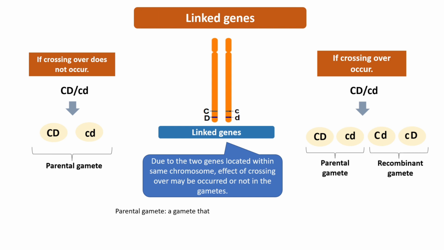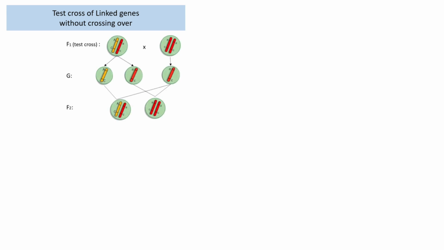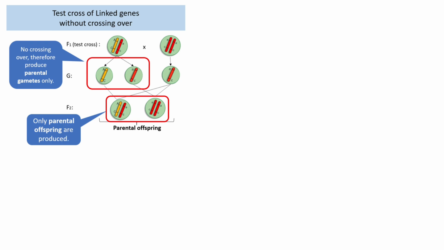Parental gamete is a gamete that has a genotype identical to parental chromosome. Recombinant gamete is a gamete with recombinant chromosome due to crossing over. In a test cross of linked genes without crossing over, heterozygous parent will produce parental gametes only. Fertilization between gametes will produce parental offspring only. Crossing of linked genes without crossing over produce no variation, where all offspring are identical to parents.